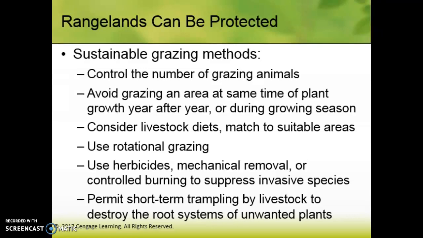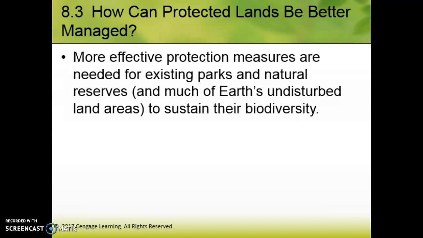And then permit short-term trampling by livestock to destroy root systems of unwanted plants. Essentially, what you do there is you say, okay, here's this strip of land that's got this invasive plant. We're going to use that as like a sidewalk for cattle or goats or whatever. We just want them to walk here or there. They're not going to eat it, but we want them to just trample those plants down and mess them up.